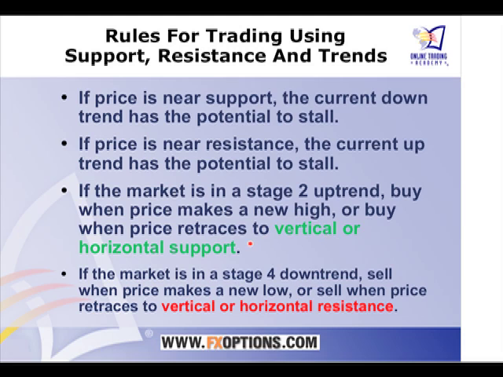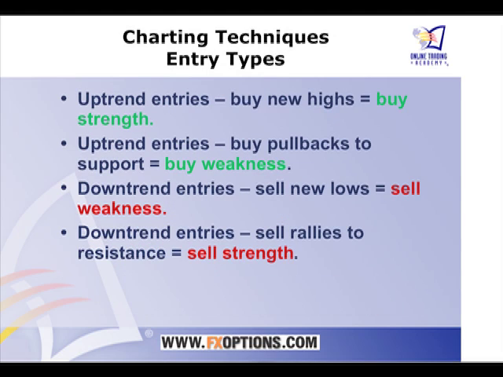If you see that the market is in a stage 2 uptrend, you can buy either by buying when price makes a new high or buying when price retraces to either a vertical or some kind of horizontal support. If the market is in a stage 4 downtrend, you should be looking to sell the rallies, and you can either sell the rallies or sell when price makes a new low. And of course, that's a function of your trader personality.